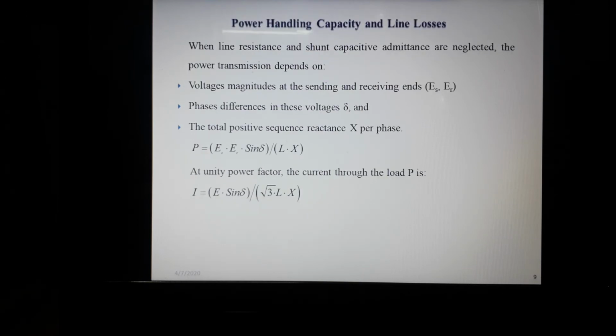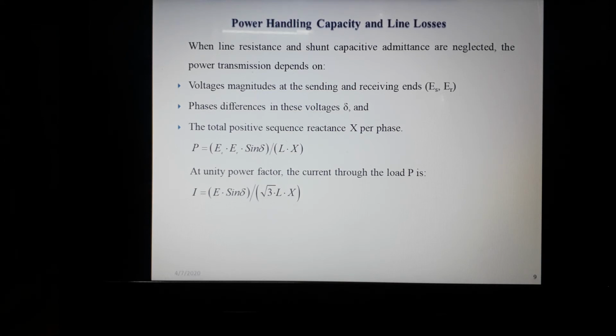Power handling capacity and line losses. As we are assuming that the line resistance and shunt capacitances are neglected for the transmission line, the power transmission through the transmission line depends on the voltage magnitudes at the sending and receiving ends, that is noted by ES and ER, and the phase angle difference between these two voltages, ES and ER, that is delta. And another factor is the total positive sequence reactance X per phase of the conductor.